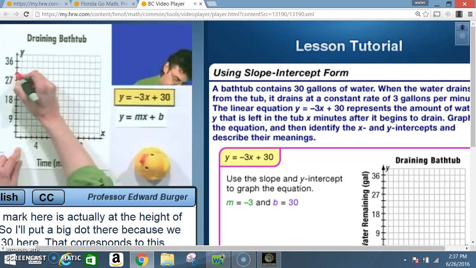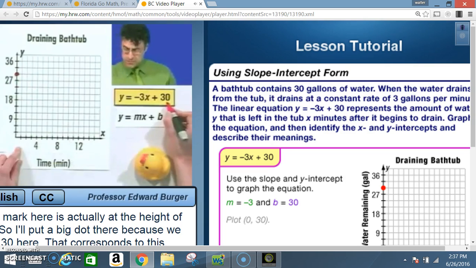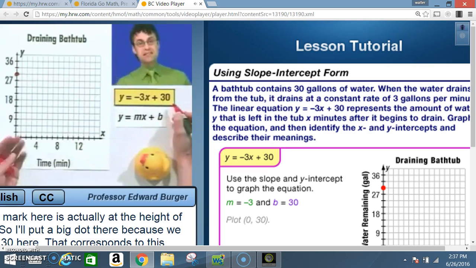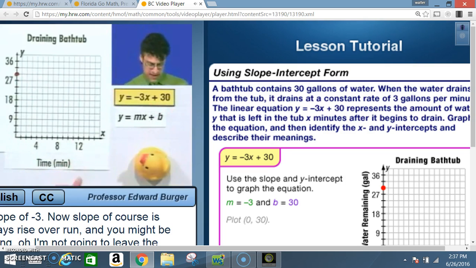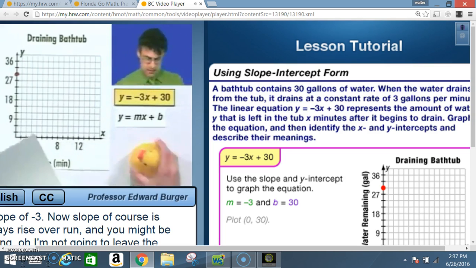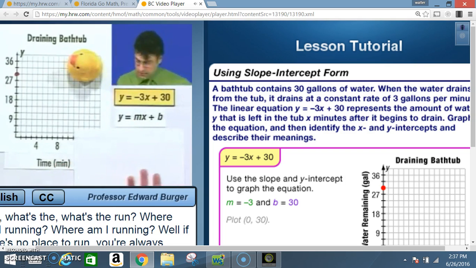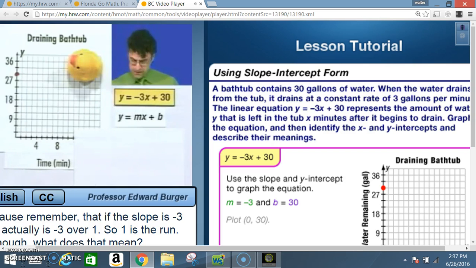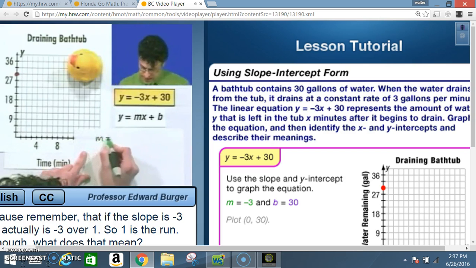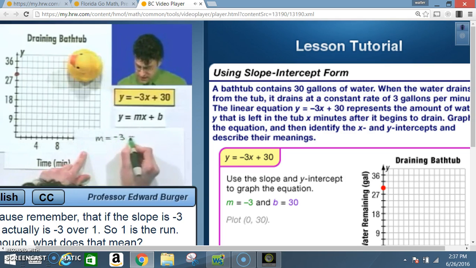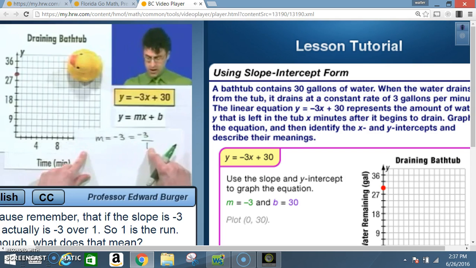So this little mark here is actually at the height of 30. So I'll put a big dot there because we see 30 here. That corresponds to this. Now, I see that I have a slope of -3. Now, slope, of course, is always rise over run. And you might be saying, well, I'm not going to leave the ducky. You might say, okay, well, what's the run? Where am I running? Well, if there's no place to run, you're always running by 1. Because remember that if the slope is -3, that actually is -3 over 1. So 1 is the run.